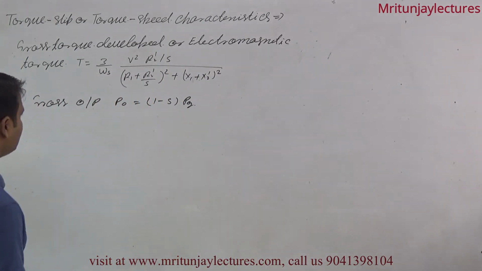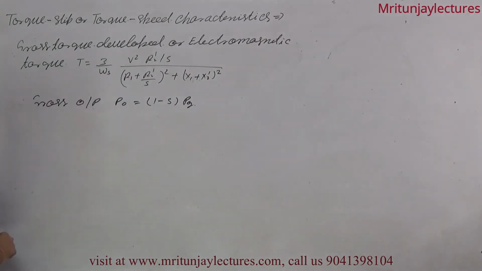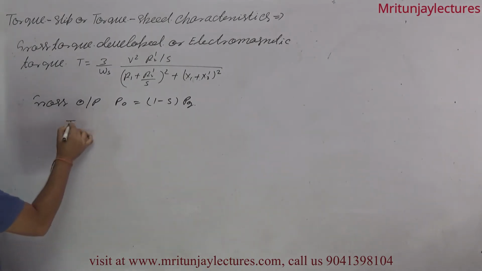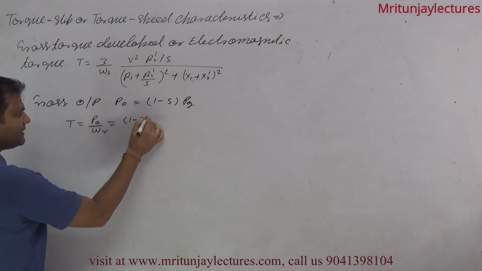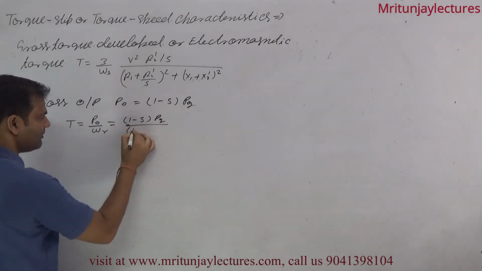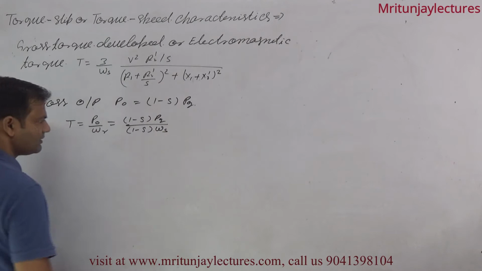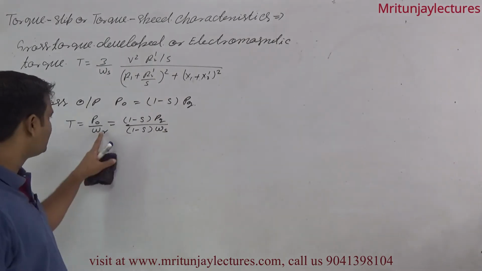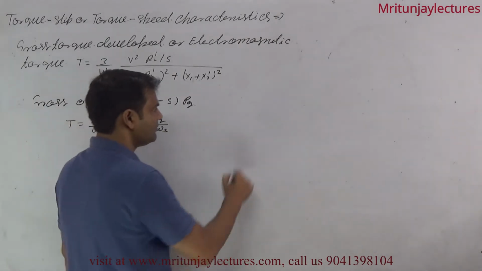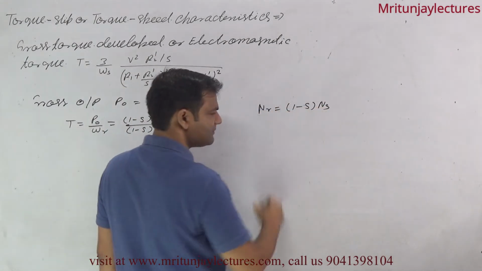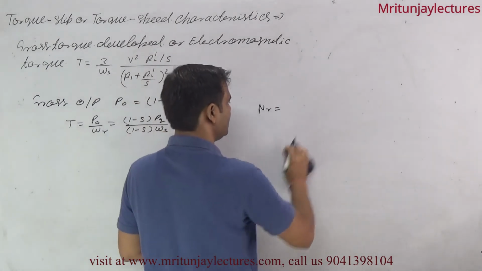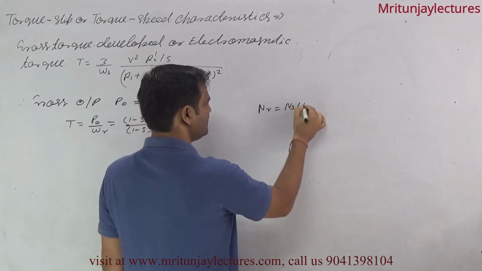Okay. Now, what about gross output torque, or you can say the gross torque developed? T is equal to P0 divided by omega R. Now, P0 is 1 minus S into Pg, divided by 1 minus S into omega S. Okay. Why is omega R written like this? We know that this one is 1 minus S into Ns. Okay. And Nr is equal to Ns into 1 minus S.